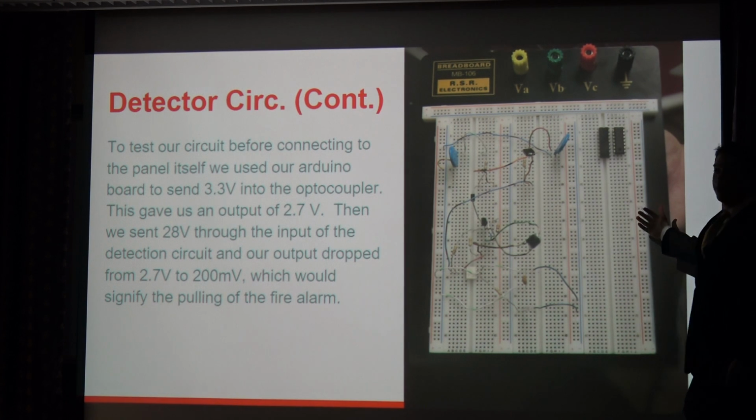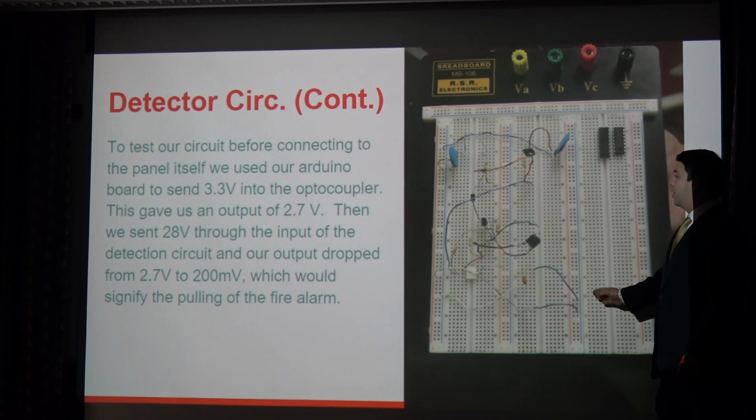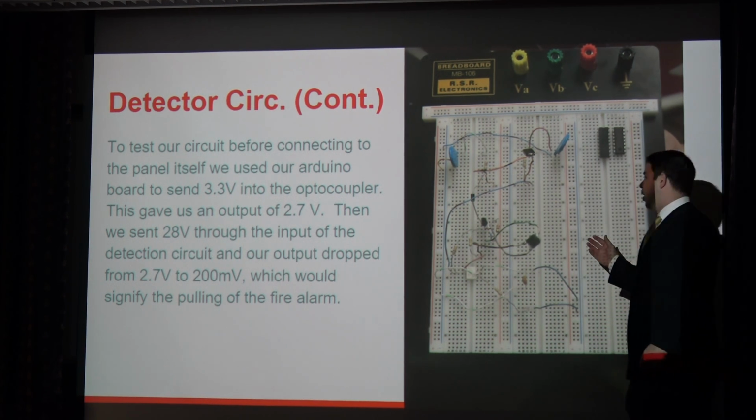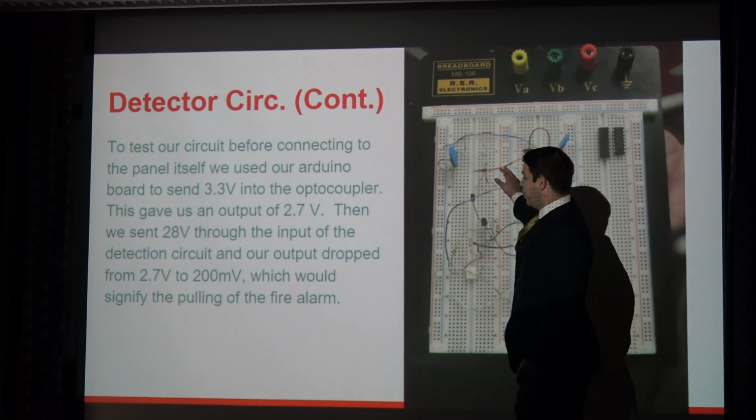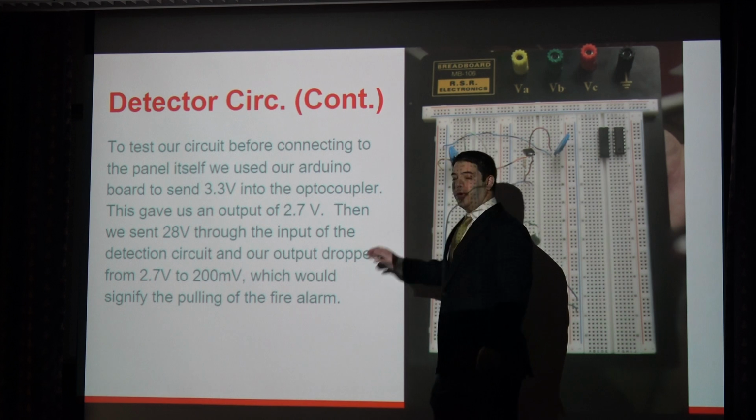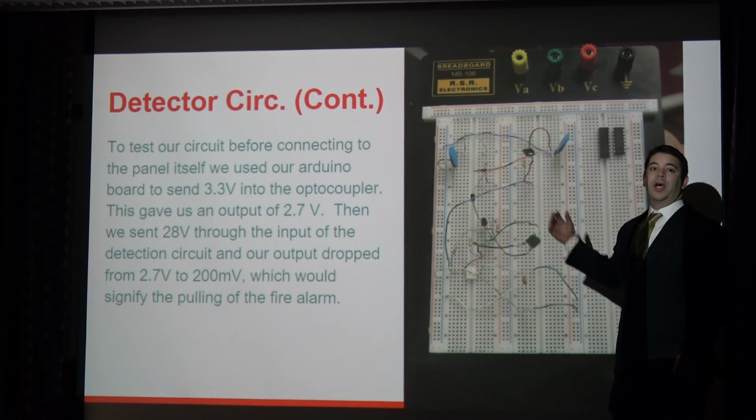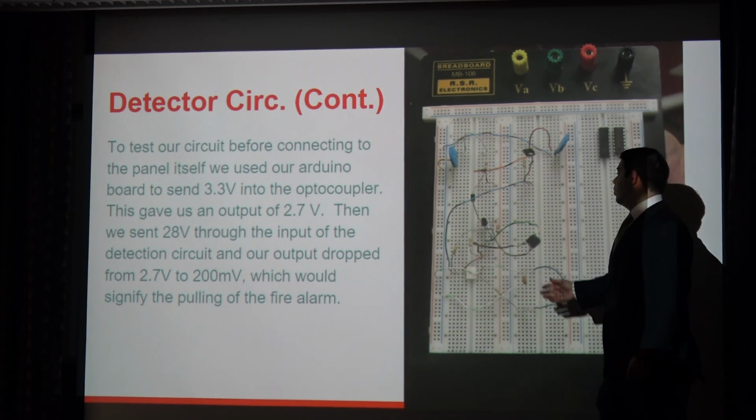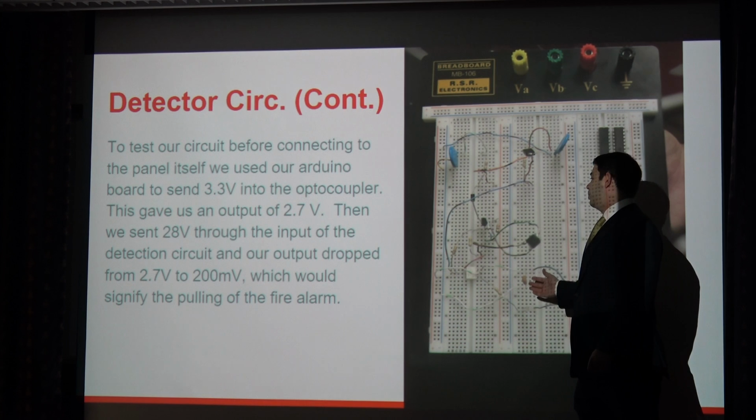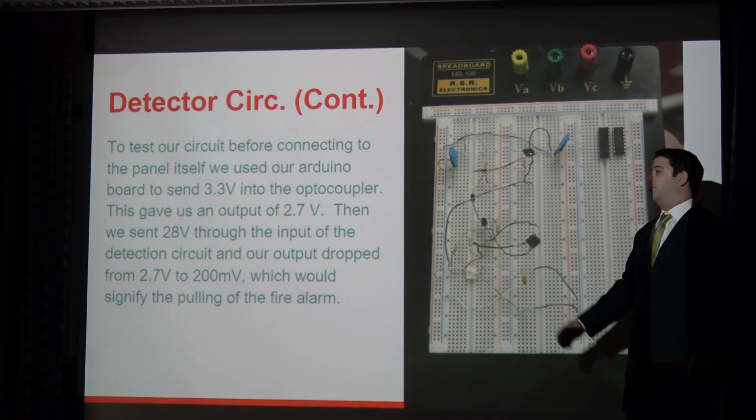This is the breadboard setup of the schematic I just pointed out. We have a rail here that's 3.3 volts coming in that we used in the Arduino Uno board for the 3.3 volts, and without anything coming in from the input, we get 2.7 volts. And when we put 28 volts in, which is what comes from the fire alarm control panel when you actually pull the pull station, we get 200 microvolts from our output, which then signals the detector board to say there's a fire.